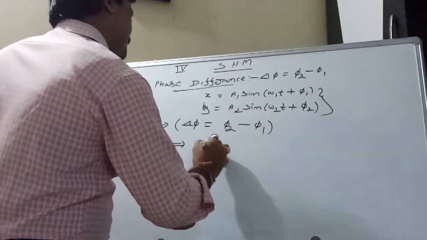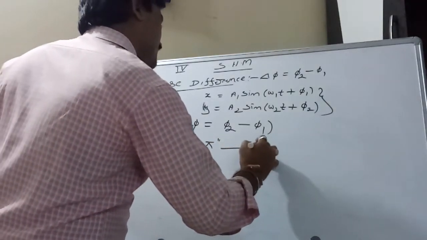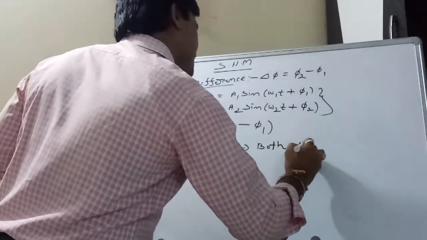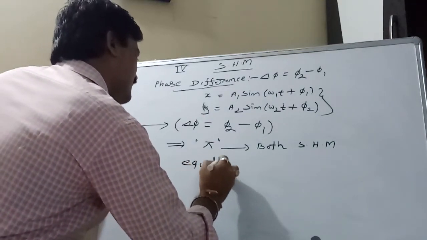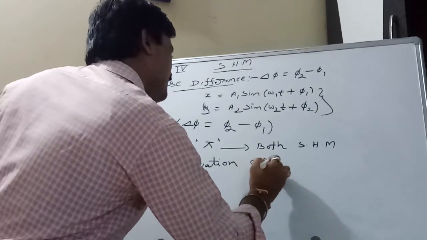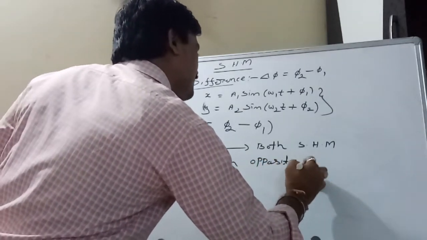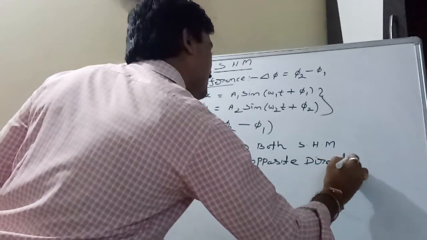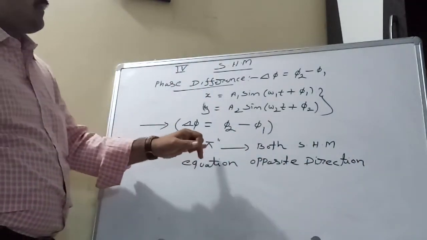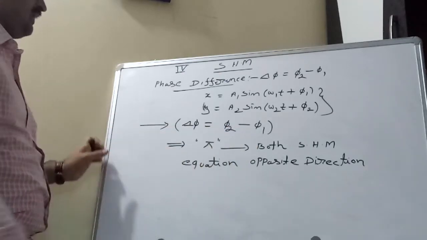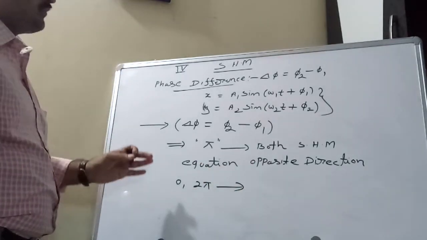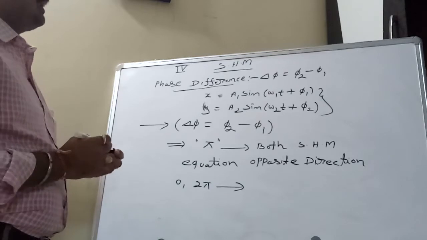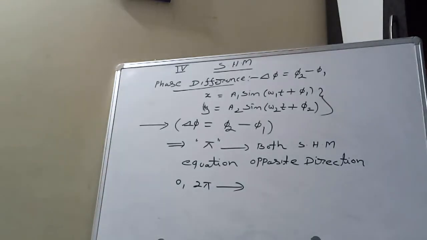If the phase difference is pi, both SHM equations are in the opposite direction. If the phase difference is 0 or 2 pi, both SHM equations are in the same direction.